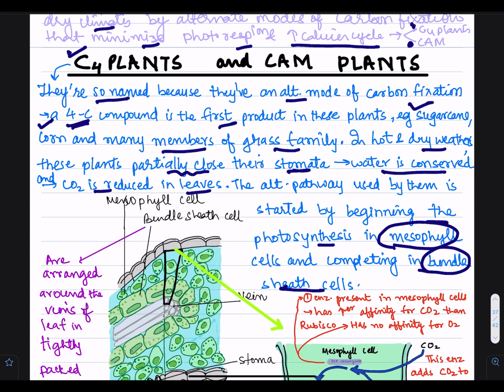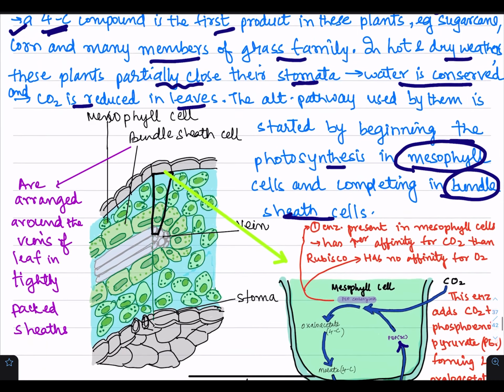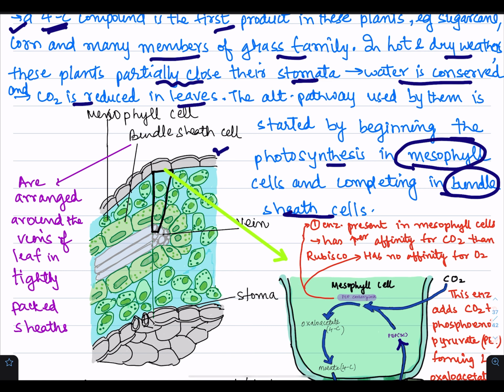The alternate pathway used by them starts with photosynthesis beginning in mesophyll cells and completing in bundle sheath cells. So, what are these cells? Let us have a look at the diagram. This is the structure of a cross section of a C4 plant. This whole thing is the vein. Around it we see some typical cells known as bundle sheath cells. And the mesophyll cells are the loosely packed cells around these bundle sheath cells. They are arranged around the veins of the leaf in tightly packed sheets. These are the stomata.